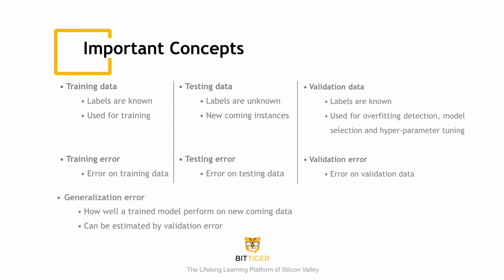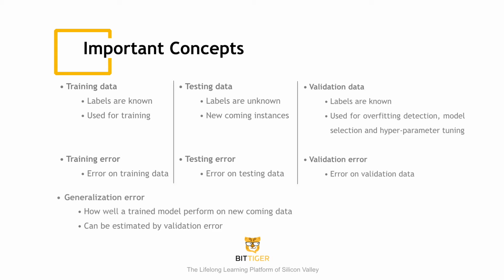I'm going to start this video with several important concepts: training data, testing data, validation data, training error, testing error, validation error, and generalization error. Training data is the data used for training a machine learning model. In training data, all instances have labels. Error of the trained machine learning model on training data is called training error.